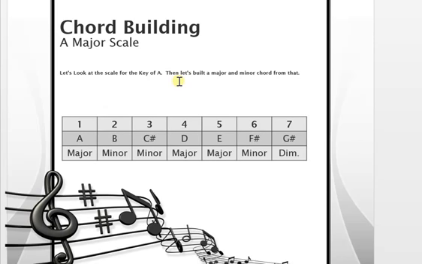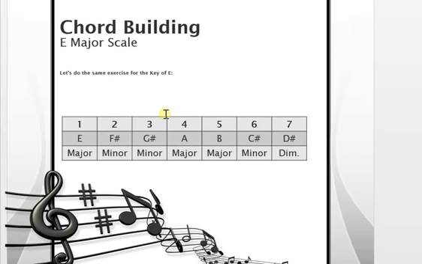Let's look at a scale for the key of A, and then we'll build a major and a minor chord. So the notes for the A major chord would be A, C sharp, and E. So to build the A major chord, that's what you'd use, and it would sound like this. But if we want to make the minor chord, then we have to flat that C sharp. That means we would lower it down half a step, which would make it just a regular natural C. And then it would sound like this. So it's really simple once you know the formulas.